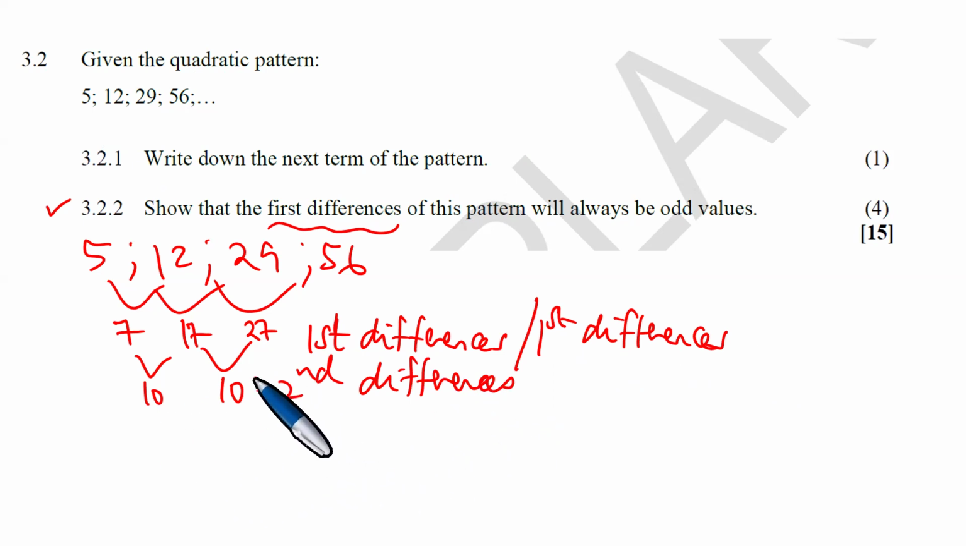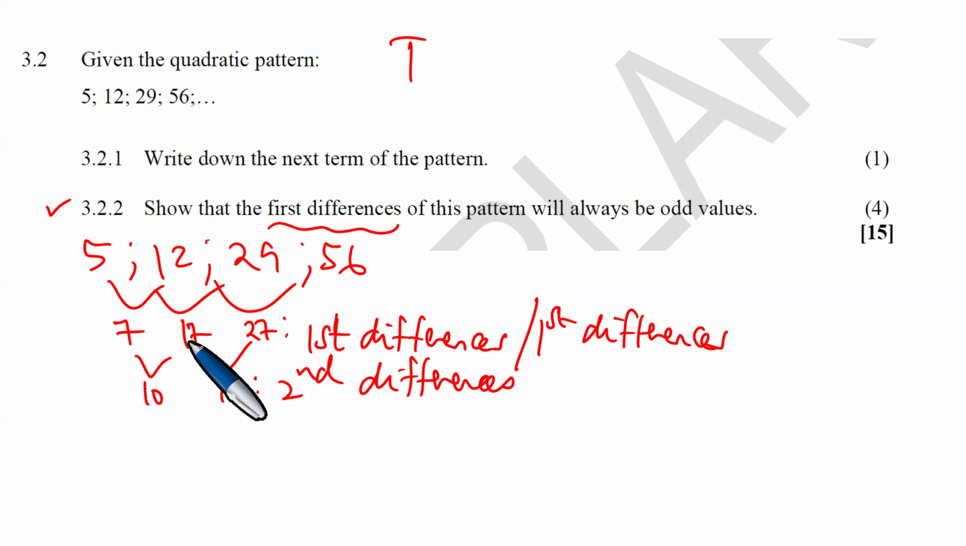Okay, now your second differences, first differences. Show that the first difference with this pattern will always be odd values. So if the first difference is, now we can see there are 17, which is an odd number, rather 7 is an odd number, 17 is an odd number, 27 is an odd number, and so on and so forth. Now the question would then become, you need to show that these will always be odd values. So yeah, it makes sense to deal with the general formulas.